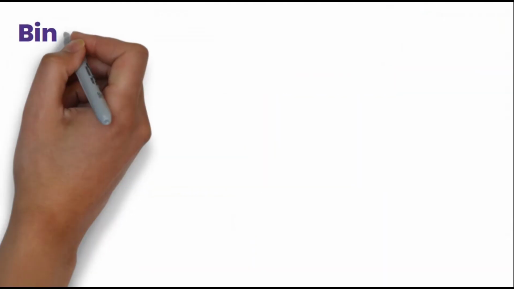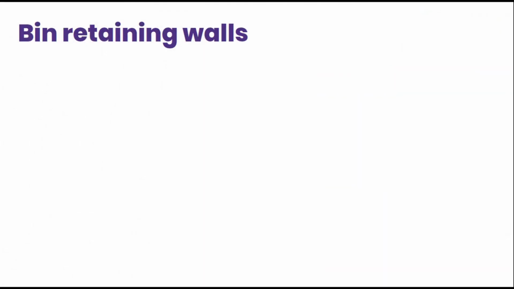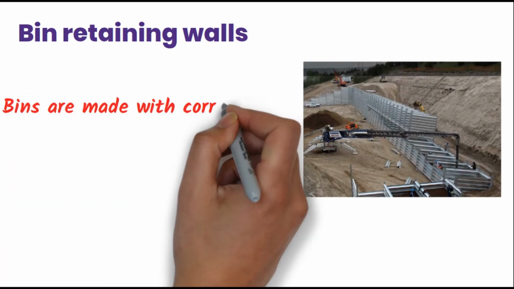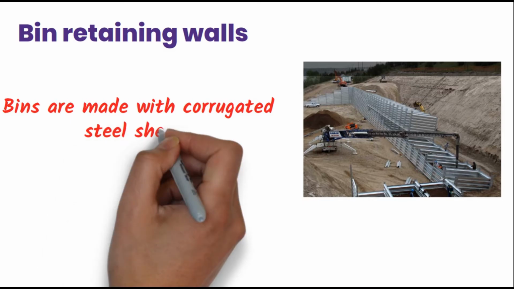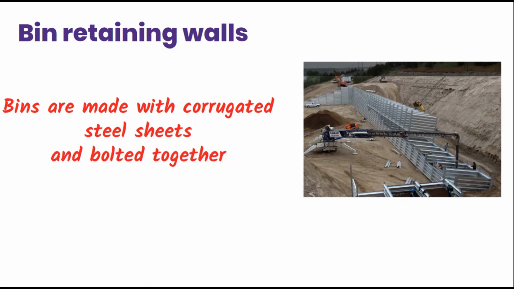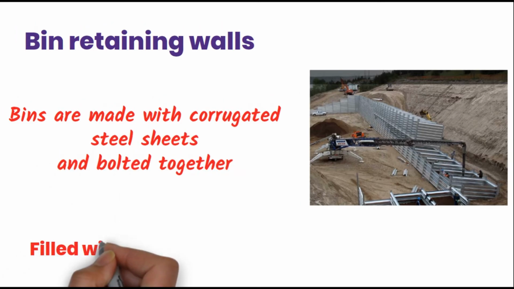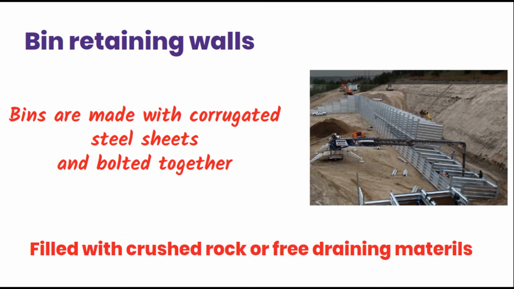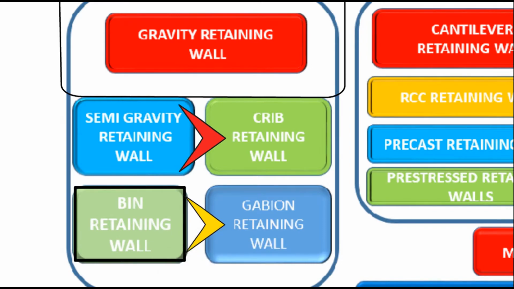Next type of retaining wall system is bin retaining wall system, just as shown in this particular figure. Bins are made with corrugated steel sheets, and they are then bolted together for getting a continuous retaining wall system. They are filled with crushed rock or free draining material, thereby reducing the hydrostatic pressure.